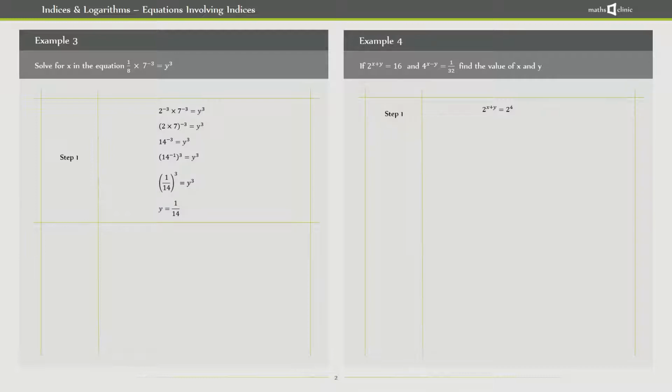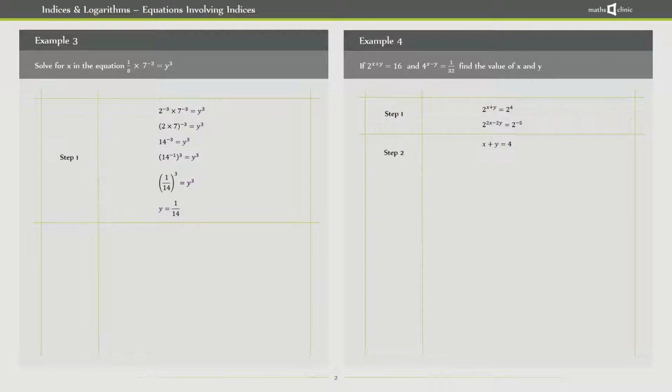So we have 2 to the power of x plus y equals 2 to the power of 4, and 2 to the power of 2x minus 2y equals 2 to the power of minus 5. Because when you break down 4 to the power of x minus y, you have 2 to the power of 2x minus 2y. So everything has been broken down to the same base now, 2 on the left hand side, 2 on the right hand side. I believe we can extract our equations from this.